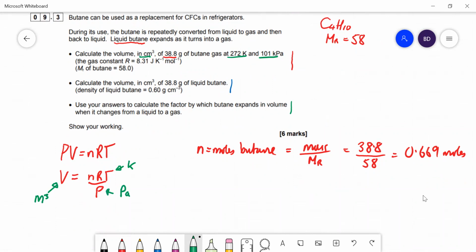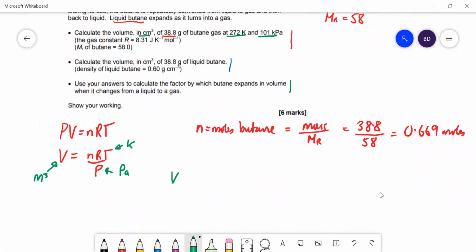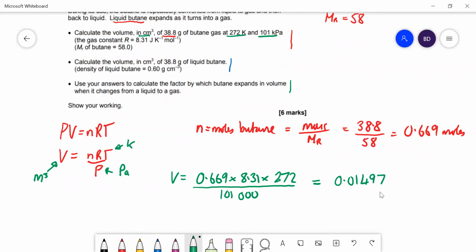Okay, so let's put the numbers in. So we get V, our volume, is equal to 0.667 multiplied by 8.31 multiplied by the temperature, which is 272, divided by the pressure, which is 101,000. That gives us an answer of 0.01497 meters cubed.